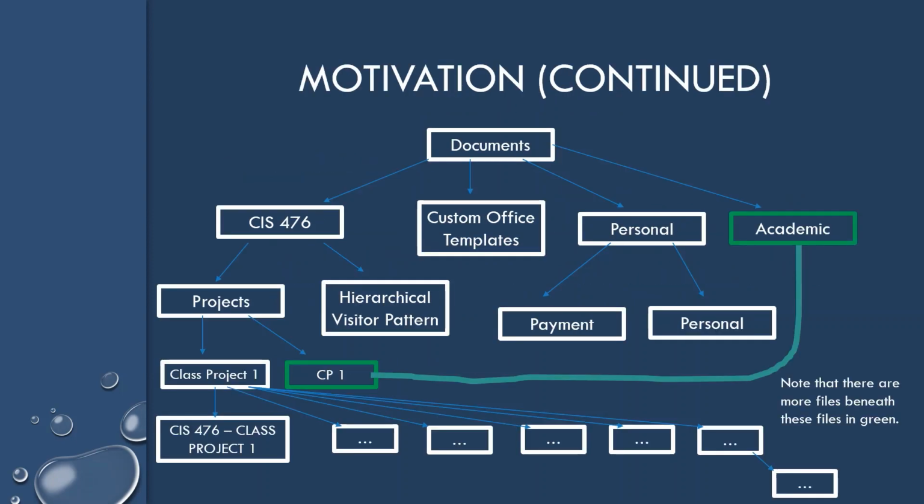So unfortunately, I cannot take you over to the demo due to technical difficulties, and that is File Explorer. My screen recorder cannot record that part. So basically, I just drew the diagram to show where my CIS 476 class project 1 is located. It originally starts from the root directory documents, followed by CIS 476, which leads down to projects, then class project 1, which is where CIS 476 class project 1 is located.